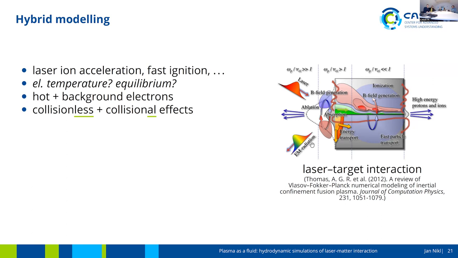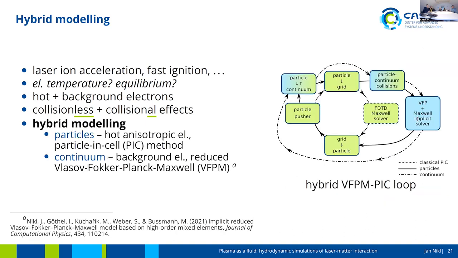The interaction is then a complex interplay of different collisionless and collisional effects inside the target and also outside of it partially. And for this reason, we have proposed to use a kind of hybrid modeling where we combine a particle approach for hot anisotropic species, which are treated by the particle-in-cell method, and the continuum background electrons are rather treated by, for example, the reduced Vlasov-Fokker-Planck-Maxwell model, which I have developed. On the right, you might see such an interaction, but we don't have time to go into details here.